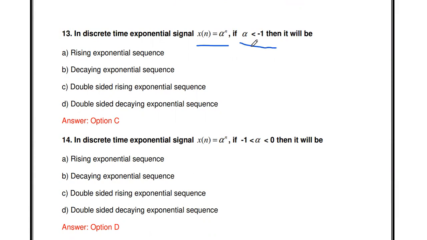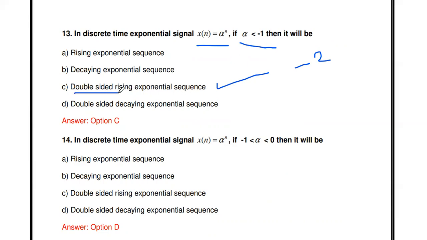Okay, then the third one, in discrete time exponential sequence, the same thing. If alpha is less than -1, for example, alpha equal to -2, then it is a double-sided rising exponential. If alpha is less than -1, for example -2, -3, -4, that type of signal is a double-sided rising exponential.